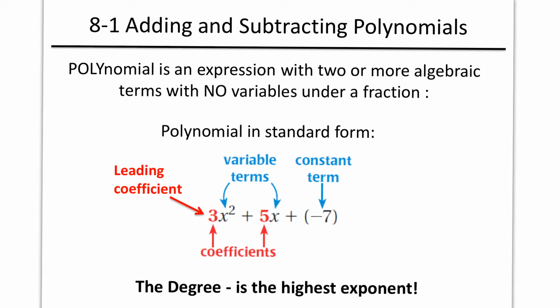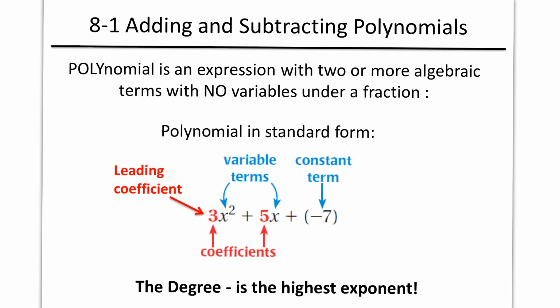Leading coefficient. The leading coefficient is the number that has the variable with the highest exponent. So if you compare the x's, this one has a squared, this one has an invisible one here. So the highest exponent is 2, and 3 is the one in front of the x squared. So we do have a leading coefficient. You can say this number here, the 5, is just a regular coefficient, and this one here is a leading coefficient.